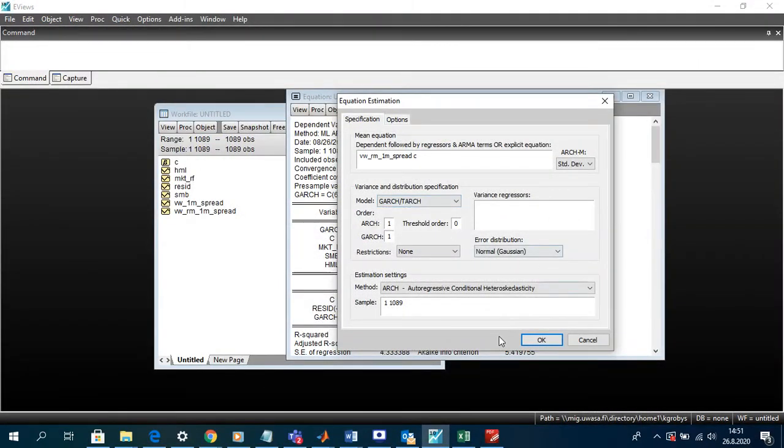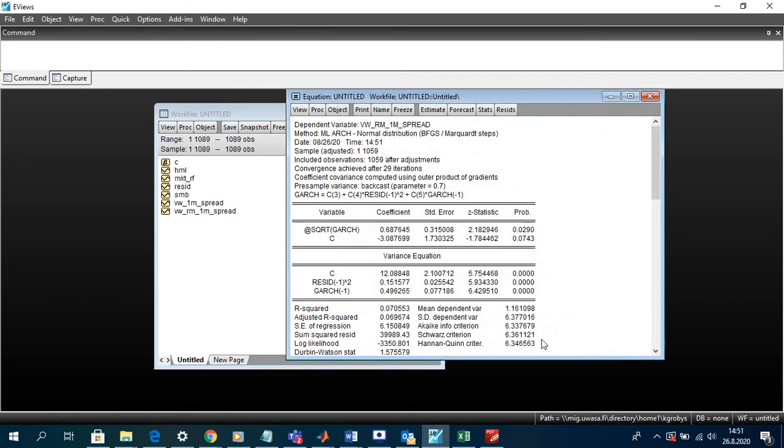We leave everything else as it is, push the OK button, and what we get is this estimate. So we see the intercept term, the alpha, is estimated at minus 3.09 in rounded figures, but on the 5% significance level this point estimate is statistically not different from 0, because the p-value is larger than 0.05.